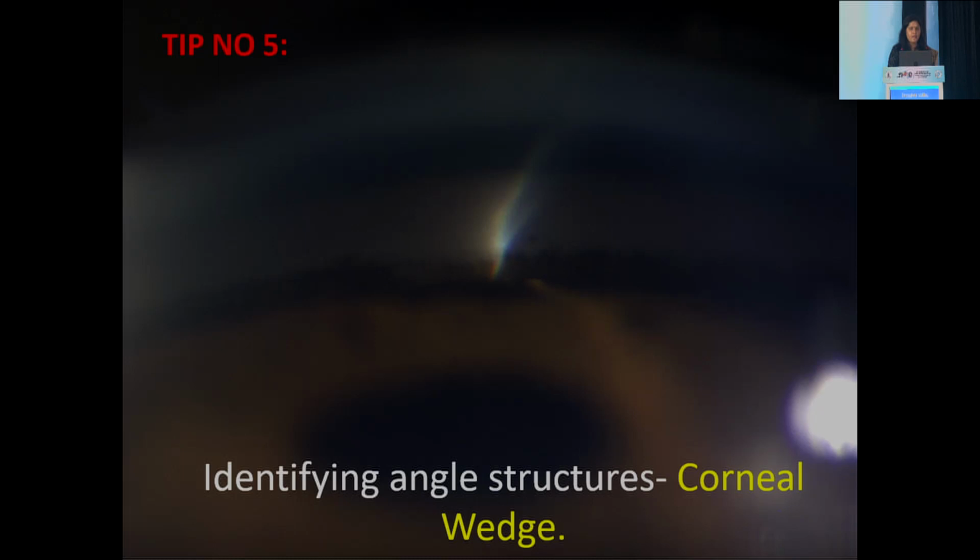To decide that, we can use a corneal wedge technique. A corneal wedge is formed by the reflection of light on the inner surface and the outer surface of the cornea in the form of a U at the level of the Schwalbe's line. So if any pigmentation is present at the level of the corneal wedge, it is actually present at the Schwalbe's line. In an open angle, you will be able to see a corneal wedge, and following after that there is a straight line that is present.